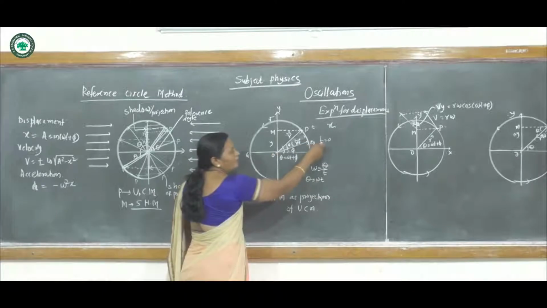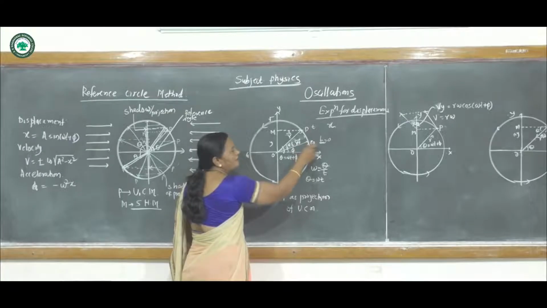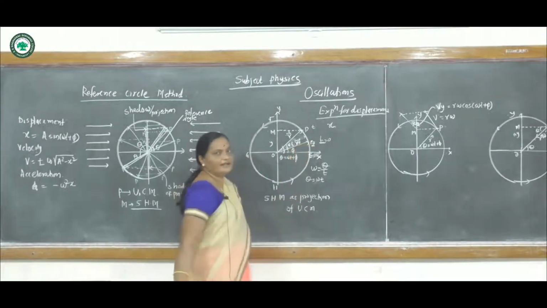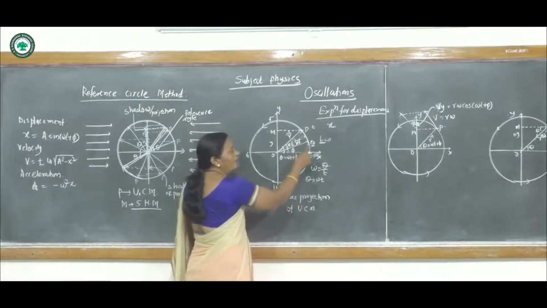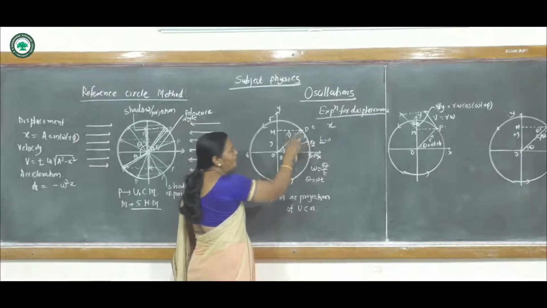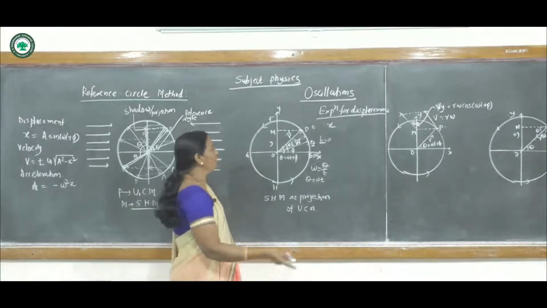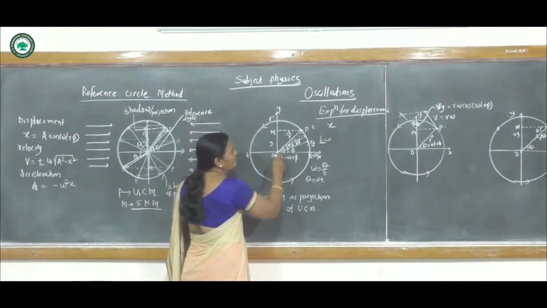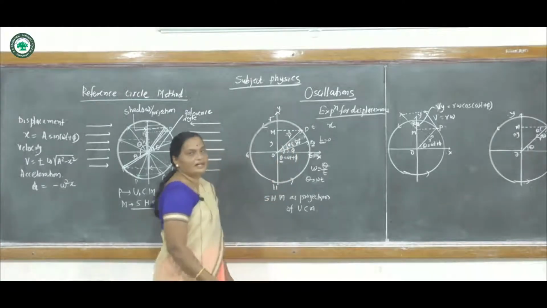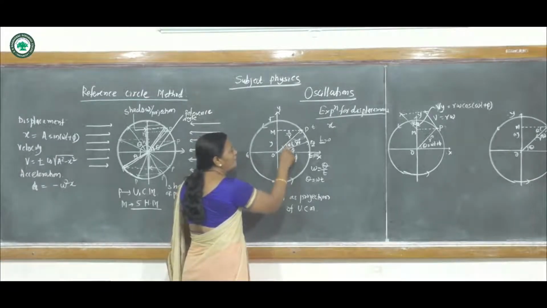See, let us consider at t equal to 0, the position of the particle is at P0 and r0 is the distance, the radius vector. Now after time t, the particle reaches point P. r represents the distance, the position vector, the radius vector. Now in this case, the total angle is theta, that is theta is equal to omega t plus phi.